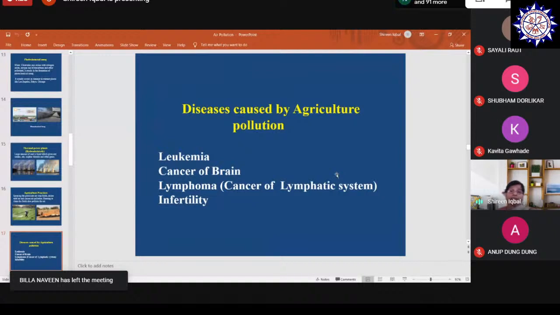Now the diseases that are caused by this agriculture pollution are leukemia. Leukemia, this is the blood cancer. It also causes brain cancer, lymphoma cancer. What is this lymphoma? That is the cancer of the lymphatic system. And this lymphatic system, it is the immune system. It protects our body. It fights against the diseases and protects our body from the diseases.